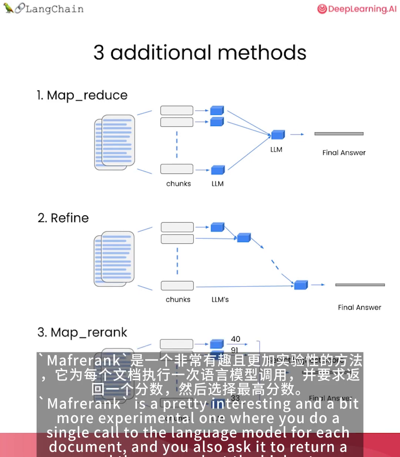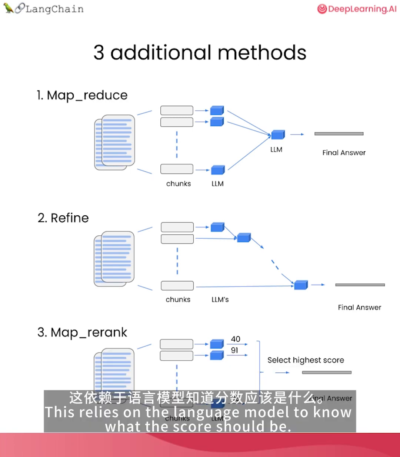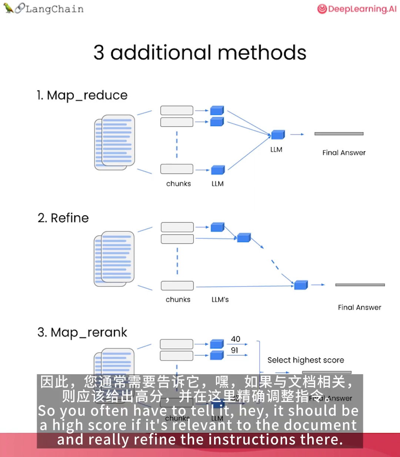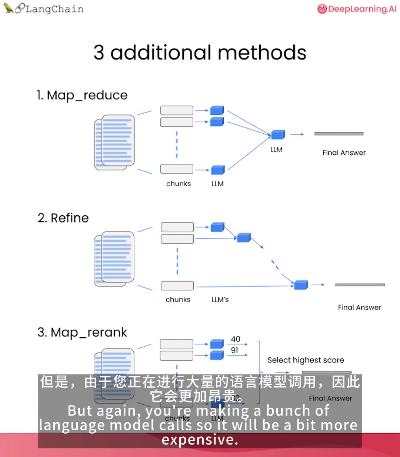MapRerank is a pretty interesting and a bit more experimental one, where you do a single call to the language model for each document, and you also ask it to return a score. And then you select the highest score. This relies on the language model to know what the score should be. So you often have to tell it, hey, it should be a high score if it's relevant to the document, and really refine the instructions there. Similar to MapReduce, all the calls are independent, so you can batch them, and it's relatively fast. But again, you're making a bunch of language model calls, so it will be a bit more expensive.